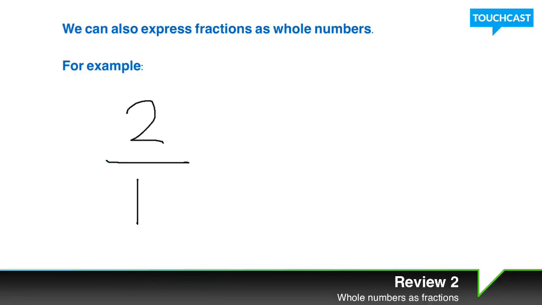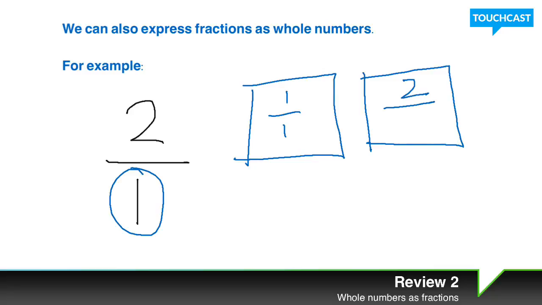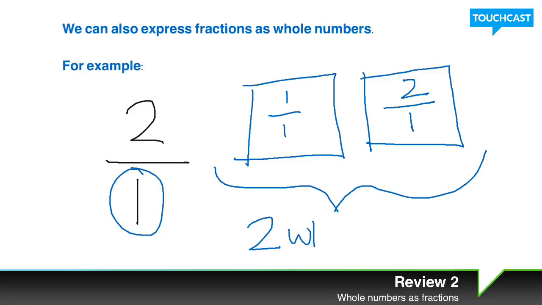We can also express fractions as whole numbers. So you're given this fraction, 2 over 1. Let's draw that out. I know that in one whole, it's split into one part. It's split into nothing. But I'm not just saying that there's only 1 over 1. I need a second one. I'm talking about another part, 2 over 1. So in all, I have 2 wholes. There that is again. 2 over 1 equals 2 wholes. So it's just the inverse of what we've just done.